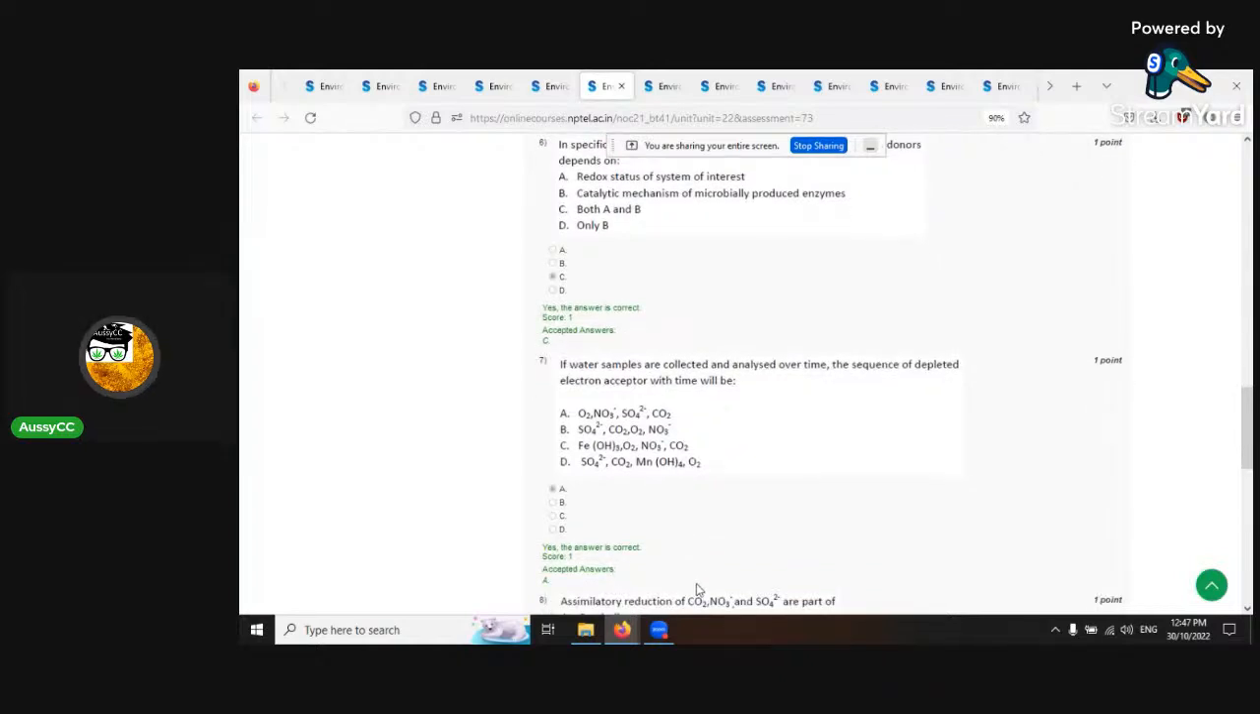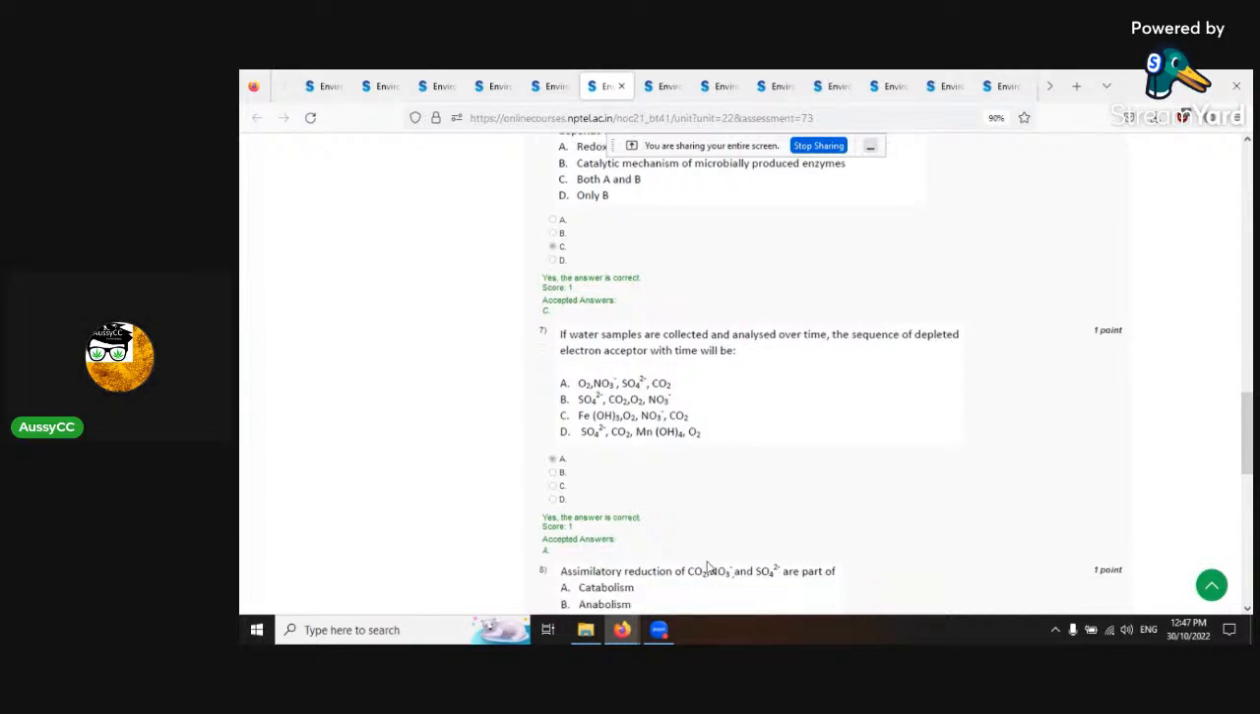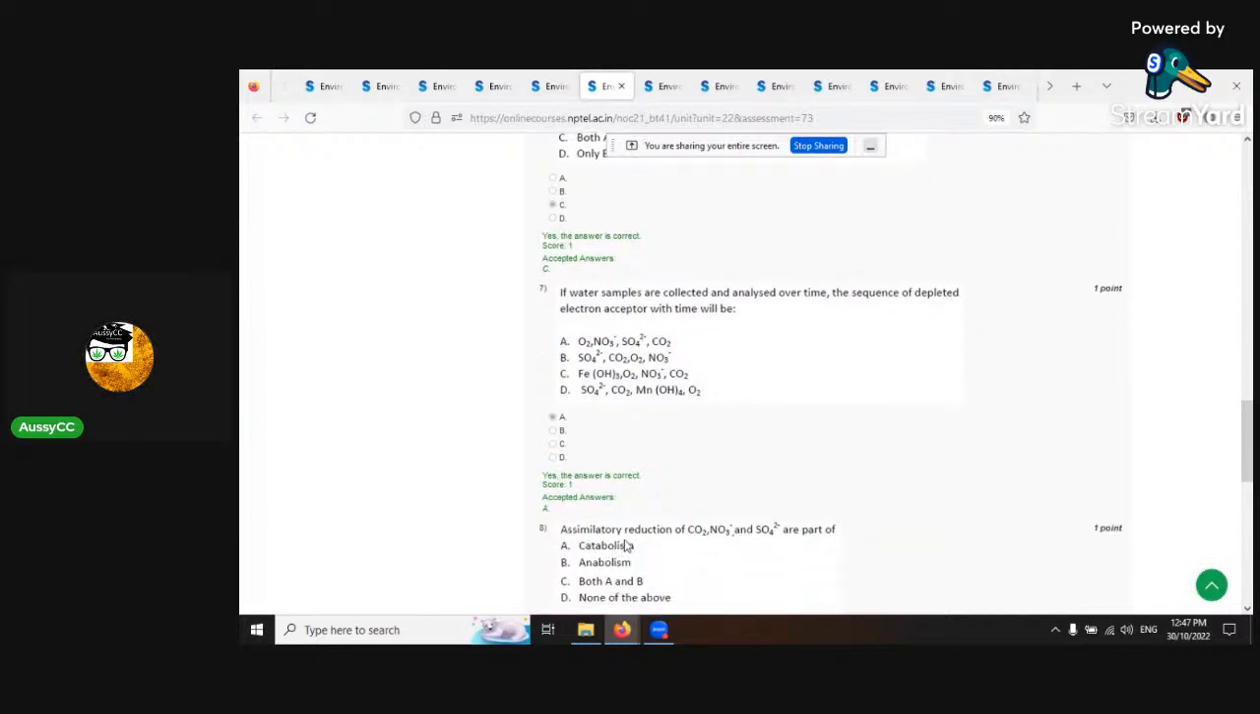The reduction of CO2, NO3, and SO4 is part of, that's fermentation style stuff. That's when there's no oxygen. See that? There's no oxygen, so it's got to be without oxygen. And it's a part of an anabolic cycle, because you've got to make it first to use it. So the anabolic makes it and catabolic uses it. So if they're reducing it, that's an anabolic, I reckon, B.